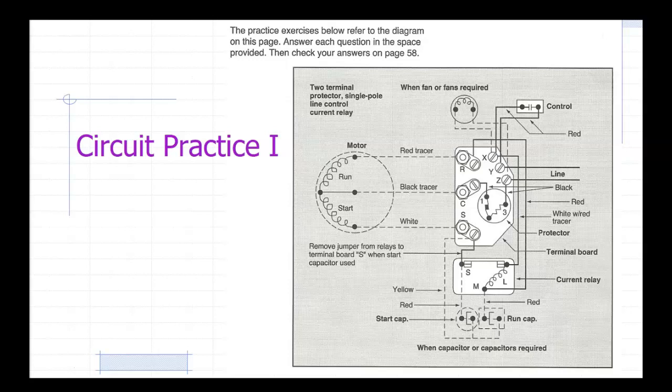What colors are the wires going to the motor? There are 3 wires to that motor: red tracer, black tracer, and white. Are the contacts in the control relay normally open or normally closed? I guess we have to look for what is our control relay. Where is that? It's up here where it says control. And it is open, yes.